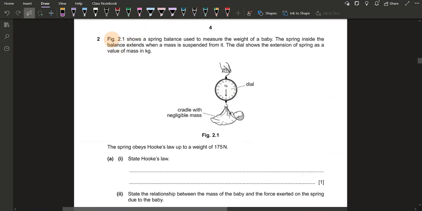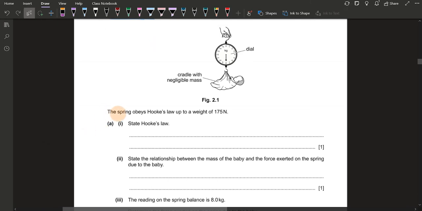Question number 2. Figure 2.1 shows a spring balance used to measure the weight of a baby. The spring inside the balance extends when a mass is suspended from it. The dial shows the extension of the spring as a value of mass in kg. So we need to highlight this, that the values are given in mass, which is kg. Next, it says that the spring obeys Hooke's law up to a weight of 175 newton.